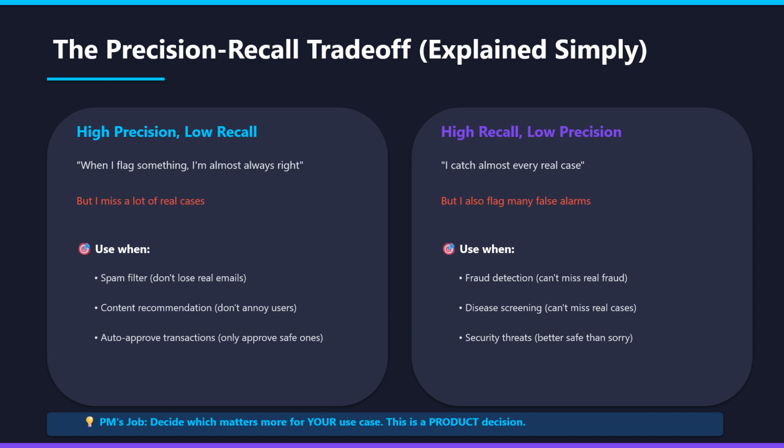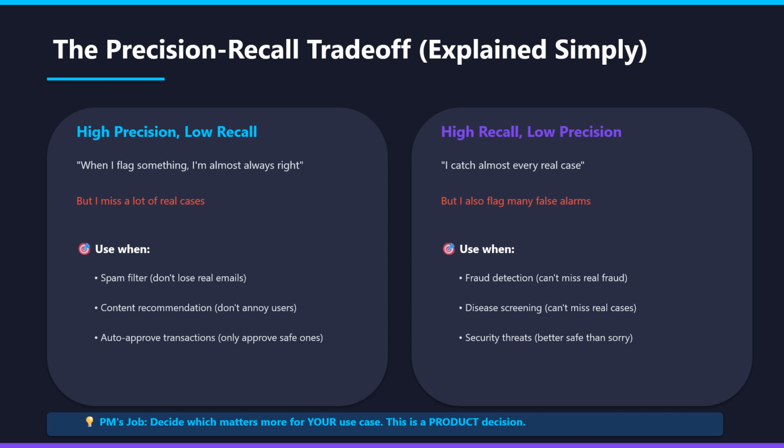Use this when false positives are expensive. So a spam filter should have high precision because flagging a real email as spam means your user misses something important. Okay. So high recall and low precision means the model catches almost every real fraud case, but it also flags a lot of legitimate transactions, right? It is acting aggressively. It flags anything suspicious. Use this when false negatives are expensive. Fraud detection should have high recall because missing real fraud costs thousands of dollars, right?